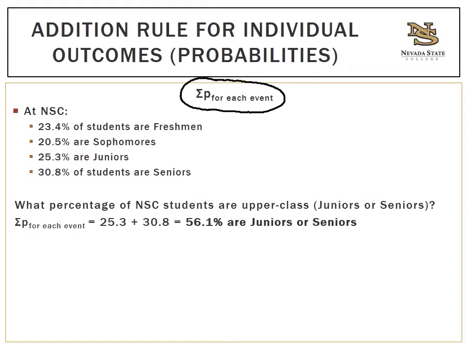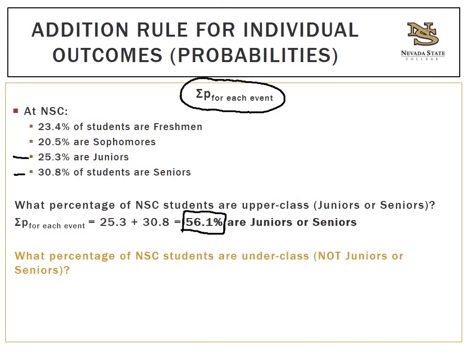So if you were asked what percentage of NSC students are upper class, juniors or seniors, right? They can meet either criteria and be counted as upper class. You would just add the probabilities for juniors and seniors together. So you would add this 25.3 to this 30.8, and you would know that 56.1% of NSC students are juniors or seniors. Now for the next one, what if I asked you what percentage of NSC students are underclass, not juniors or seniors? Take a second and try to figure it out before you watch me do it.